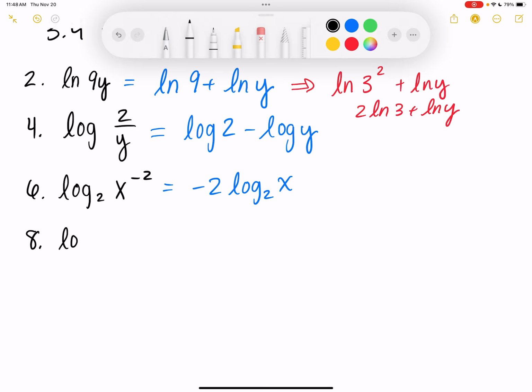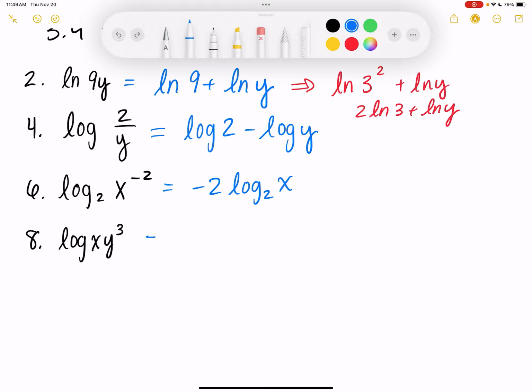8, log of x times y cubed. So when I have one like this one, we can't take that y cubed value and put it out front yet, because it's not everything being cubed. If it was instead like this, then I would. But it's not, it's just on the one piece.